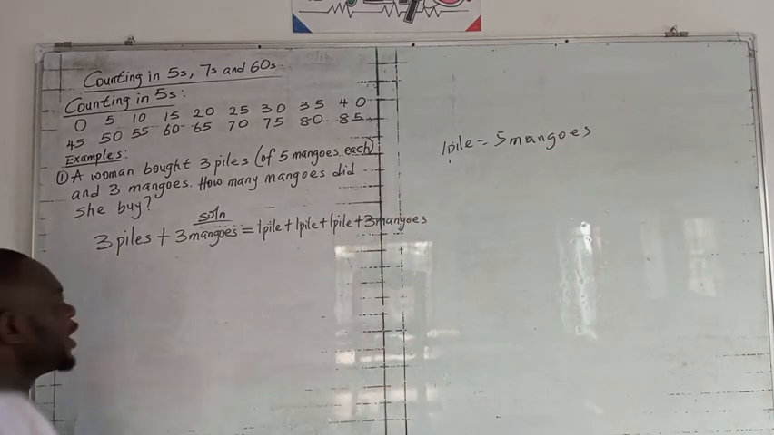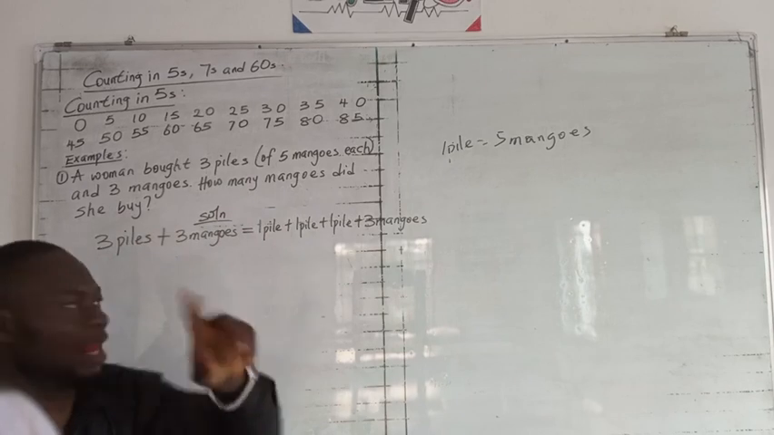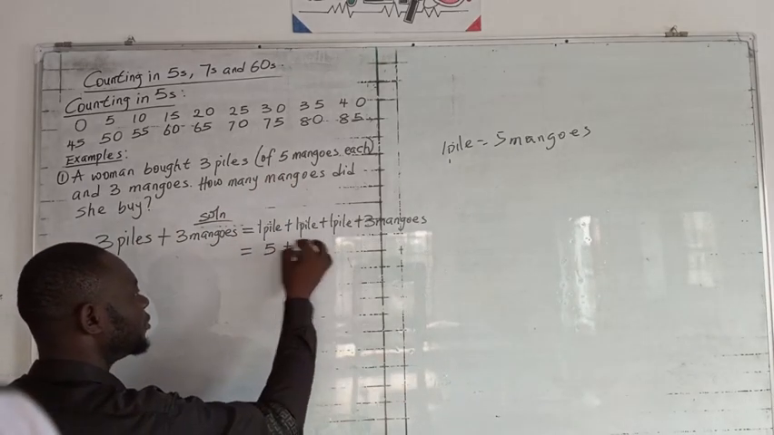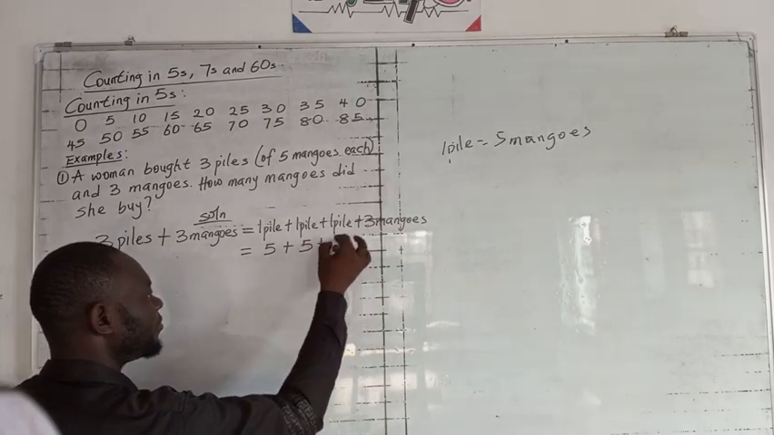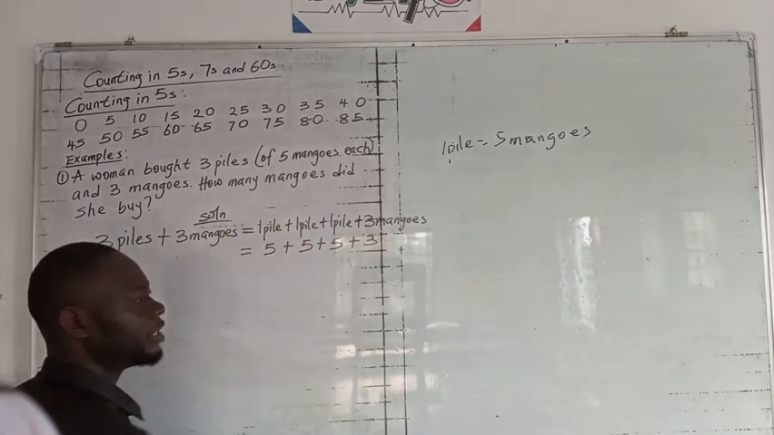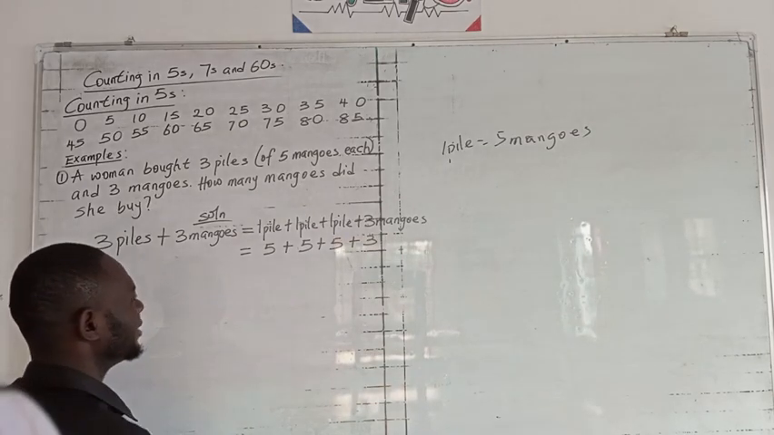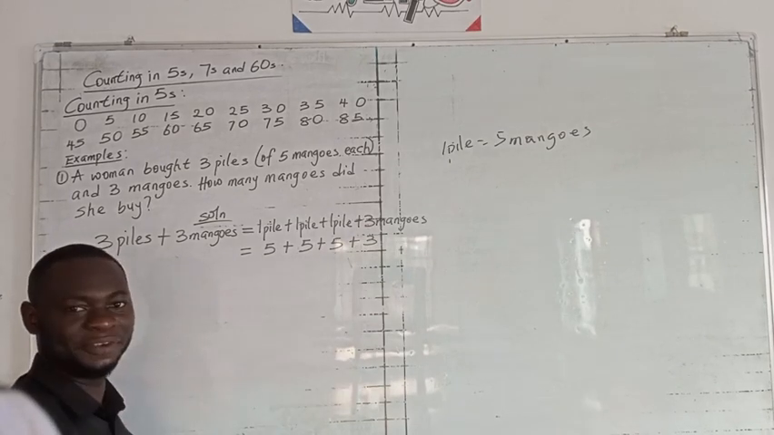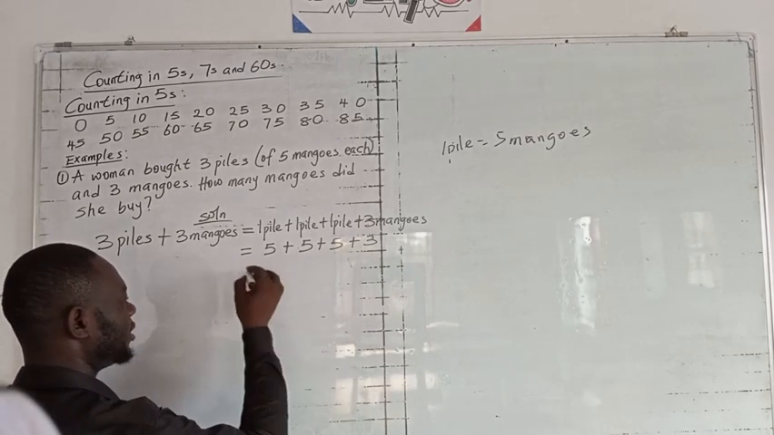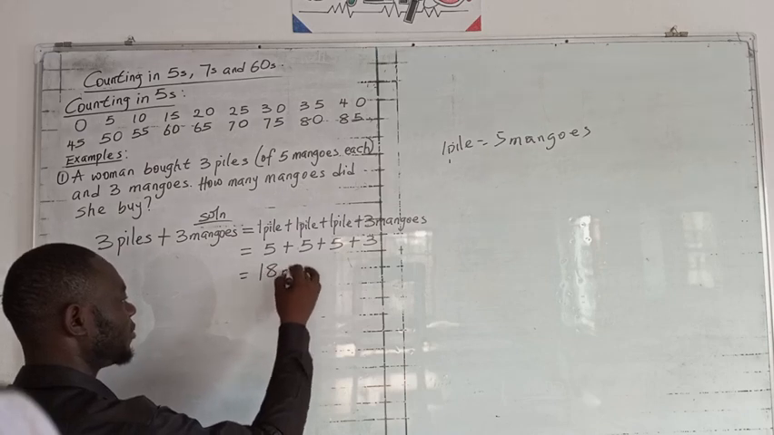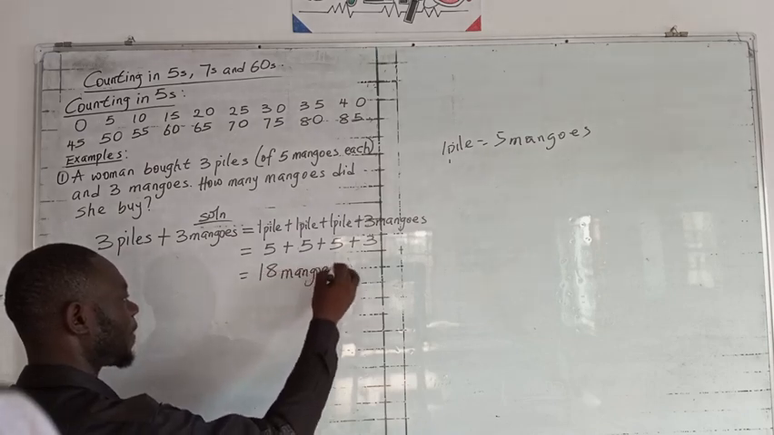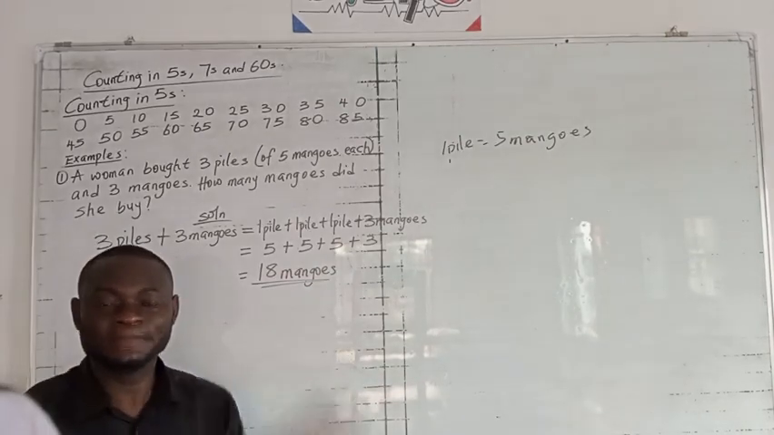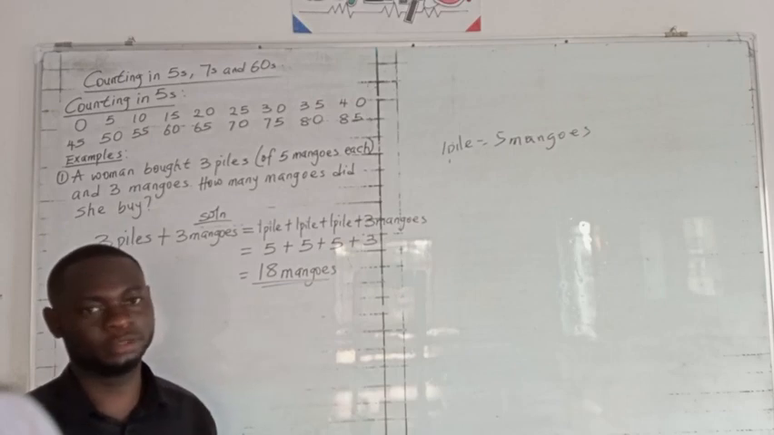Now, having been told that each pile contains 5 mangoes, this can now become 5 plus 5 plus 5 plus 3. Now let's add. 5 plus 5, 10. 10 plus 5, 15. 15 plus 3, 18. This means that the woman bought 18 mangoes altogether.